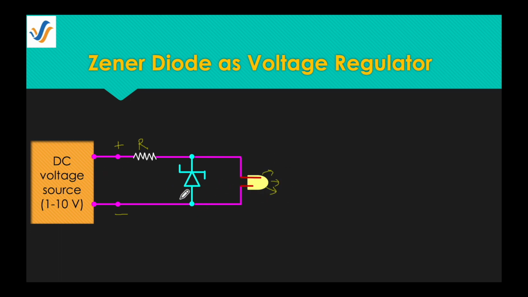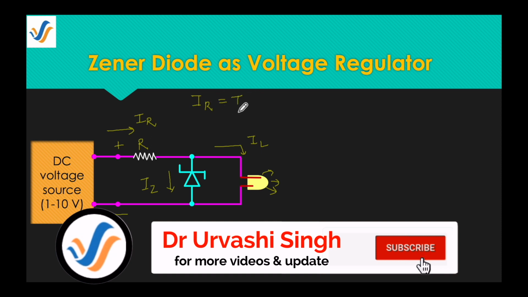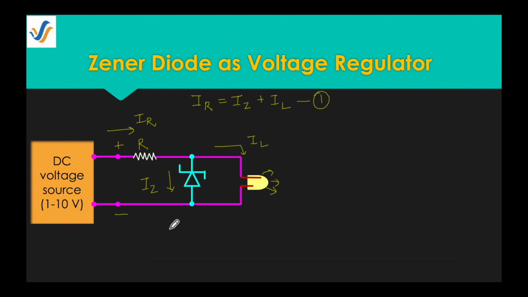Now let's denote the current in the branches of this circuit. Current in the resistance is IR, current passing through the Zener diode is IZ, and current in the load is denoted by IL. Then this IR current is the sum of the Zener current and the load current. This is obvious from the circuit. One more important thing is that the Zener voltage, which is denoted by Vz, is fixed and specified by the manufacturer in the data sheet of the Zener diode, and it is equal to the load voltage. You can see that these two are connected in parallel.